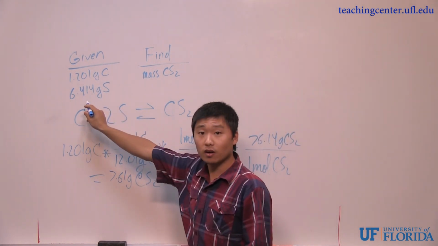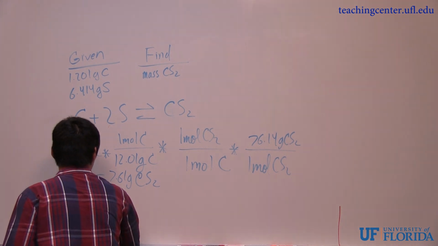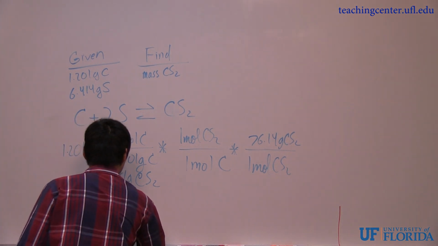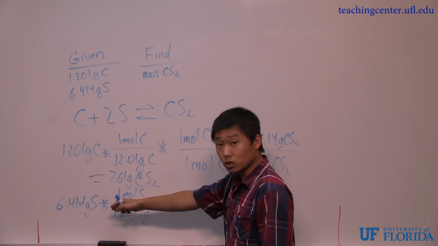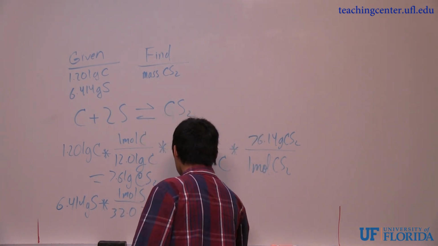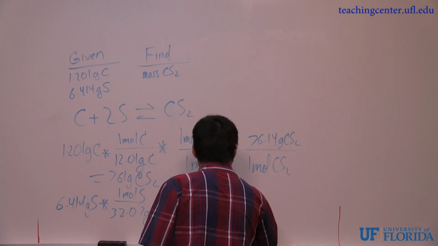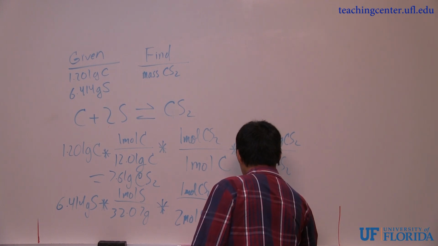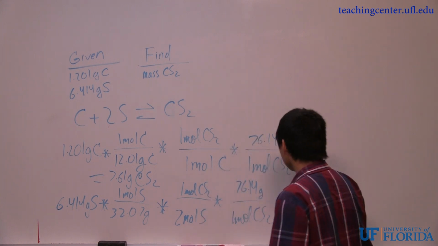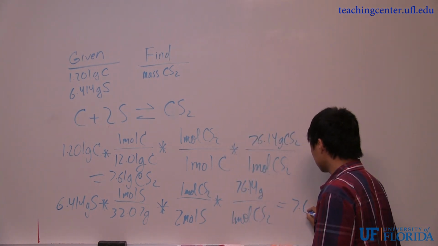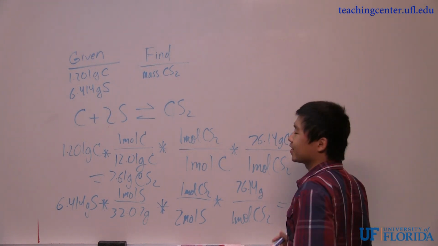Now, what I'm going to do next is I'm going to do the exact same thing, but this time using the amount of sulfur. So, 6.414 grams of sulfur times, we do the exact same thing, 32.0 grams of sulfur for every 1 mole of S. And what I'm doing now is I'm just converting this into moles of sulfur. For every 2 moles of sulfur, there's 1 mole of CS2. And for every 1 mole of CS2, there's 76.14 grams. And this should give me a grand total of 7.61 grams.